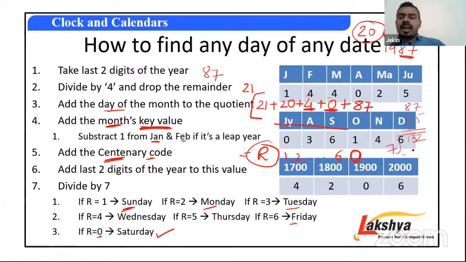7 ones are 7, minus 7. You have 62, which means this would again be 7 8s are 56. So you have a remainder of 6. If the remainder is 6, your 20th Feb 1987 is going to be a Friday. 20th Feb 1987.